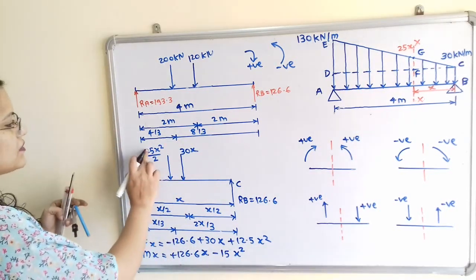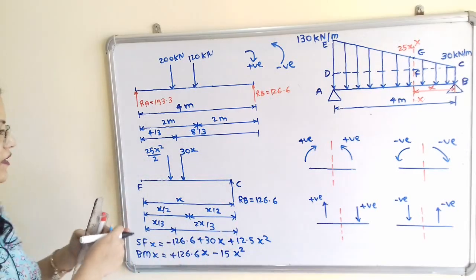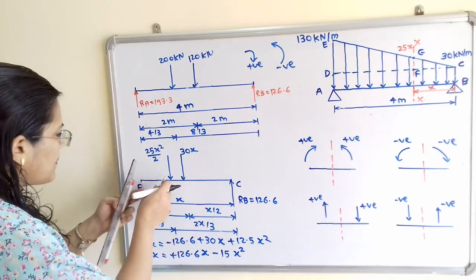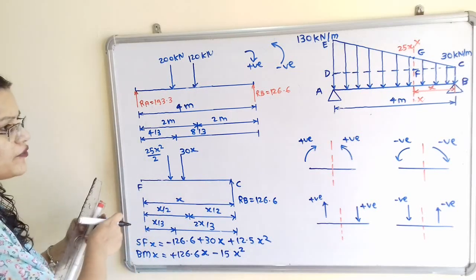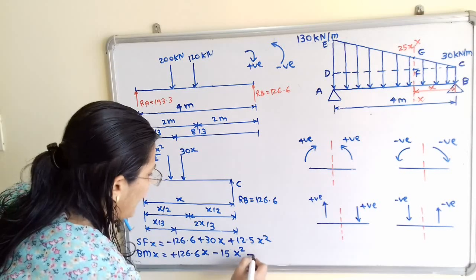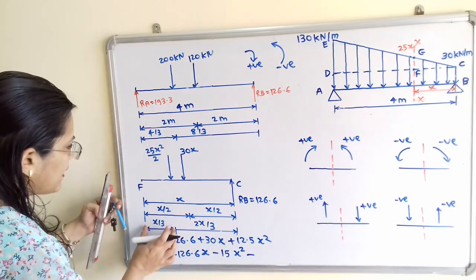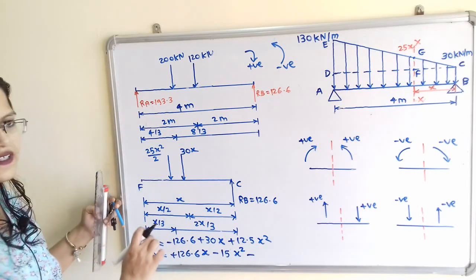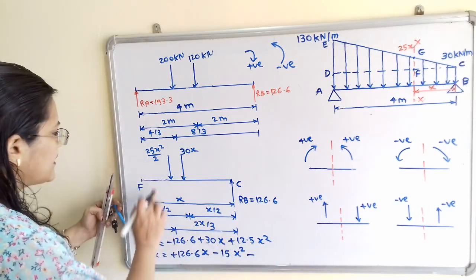Now next is 25x square by 2, or we can say 12.5x square, and if I move the compass, then it is in clockwise direction. So we will use negative sign. So minus 25x square by 2 multiplied by the distance x by 3. So we can say that it is 12.5 by 3 x cube.